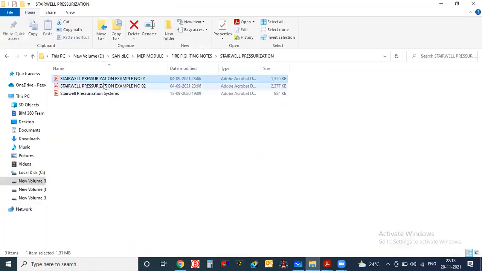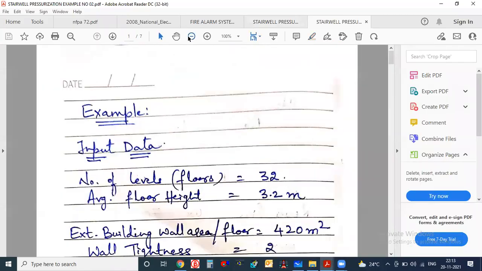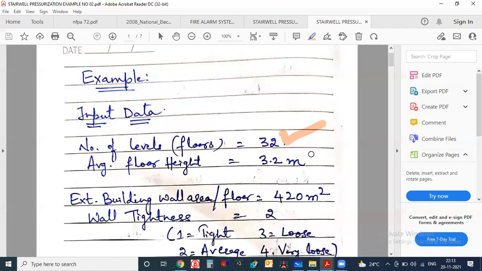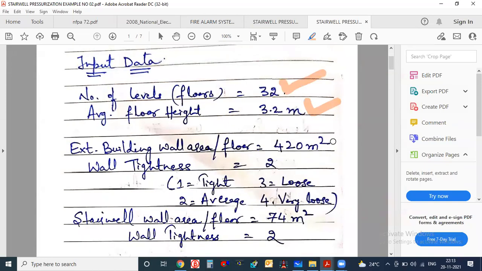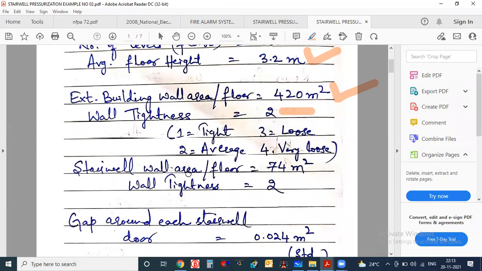There is one more example given here. In this example, suppose they have given some input data: the number of floors, average floor height, exterior building 420 meter, wall tightness. They have taken some value for wall tightness: 1 is tight, 2 is average, 3 is loose, 4 is very loose. Stairwell wall area per floor, that means how much area is covered for the stairwell, is 74 square meter for every floor.